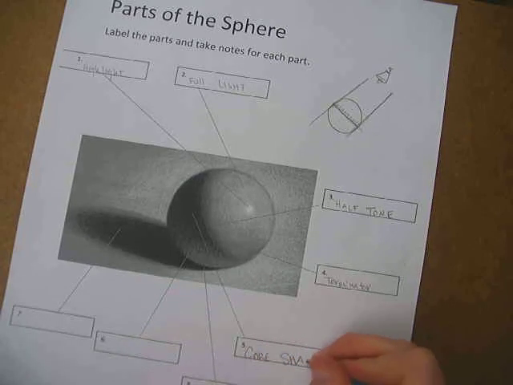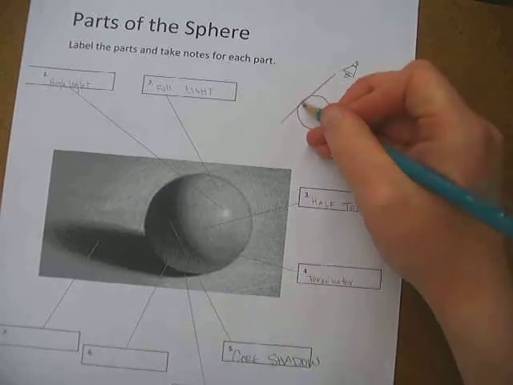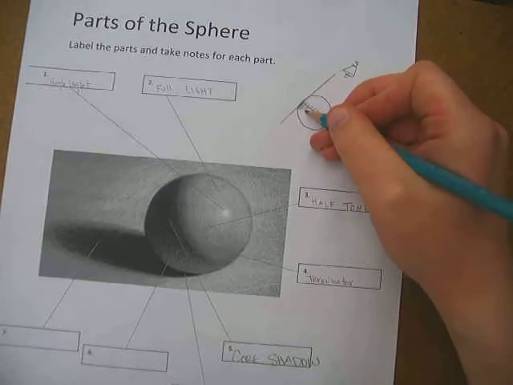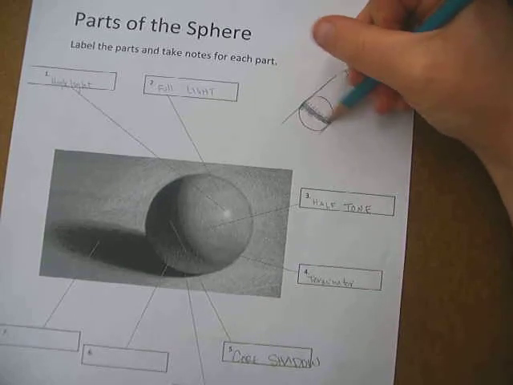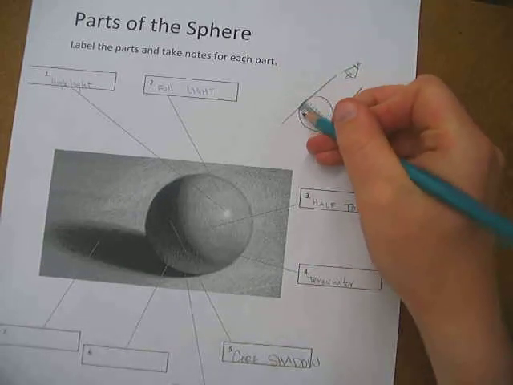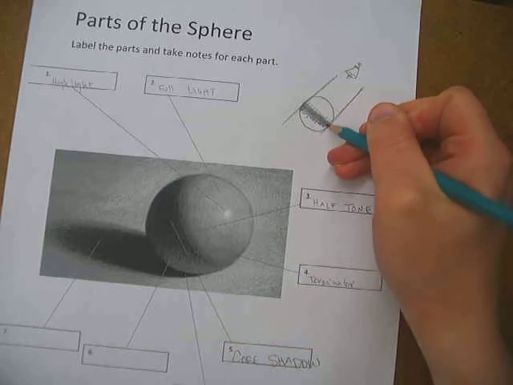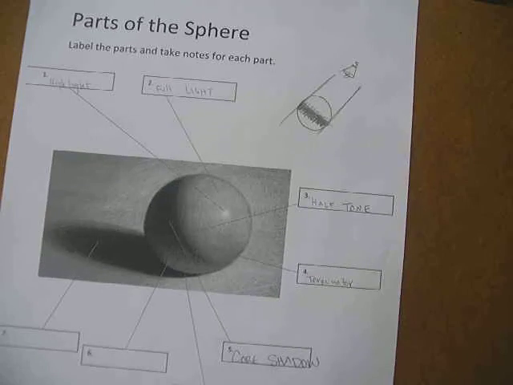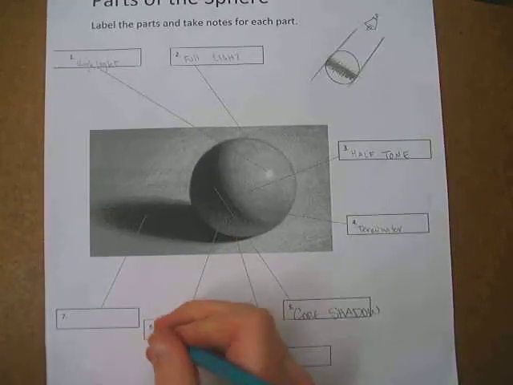Number 5, this is called your core shadow. It is the darkest part of an object. So no light is hitting the core shadow. I'm going to scribble in the core shadow here. Light is not hitting the core shadow. We are not hitting the shadow side.